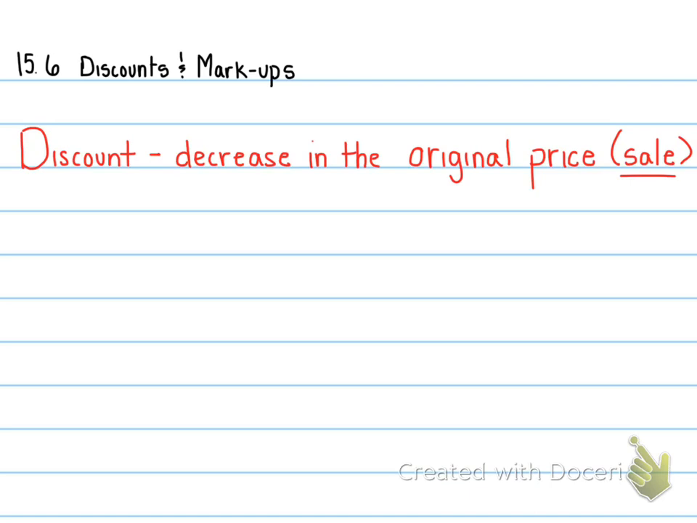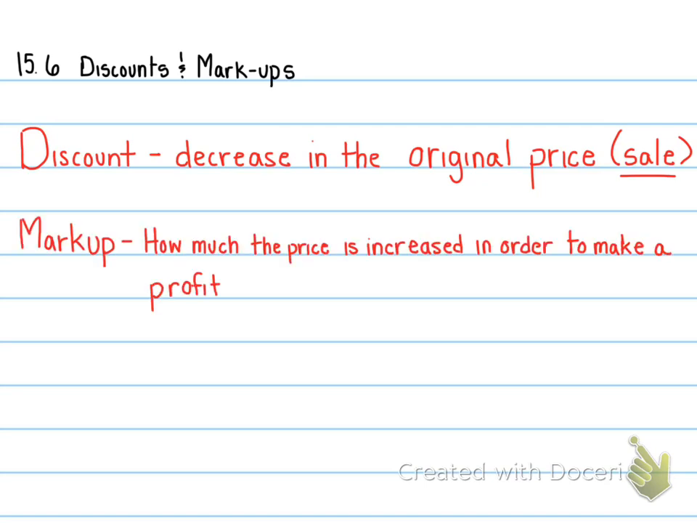A markup is what stores do to make profit. So they increase what they pay the people that make their items by a lot so that they actually make a profit. We're going to use proportions to solve these problems. Let's start with how to find a discount or a sale price.